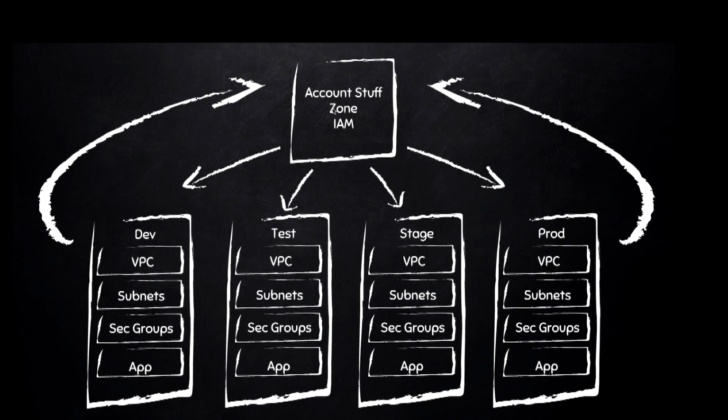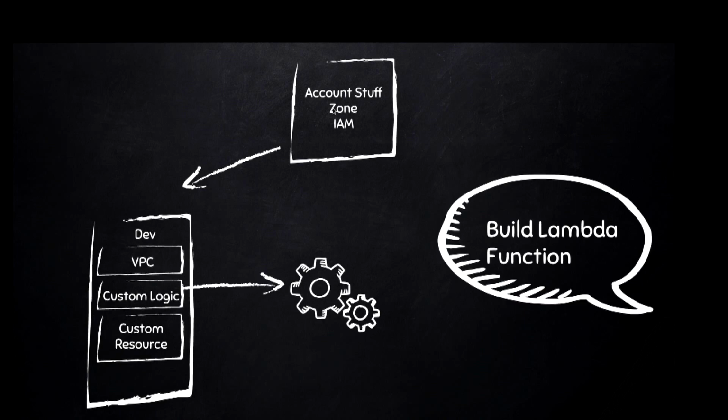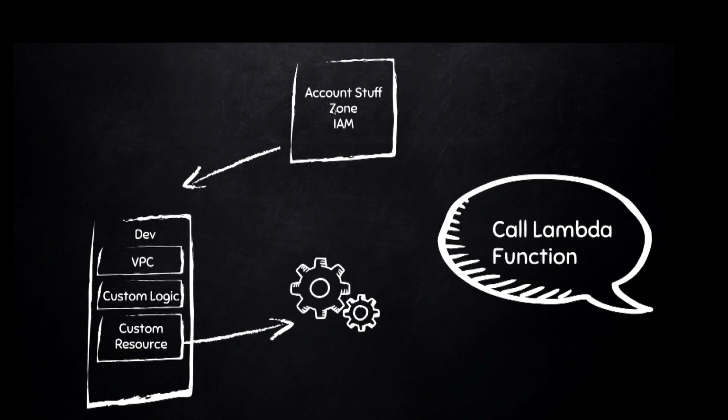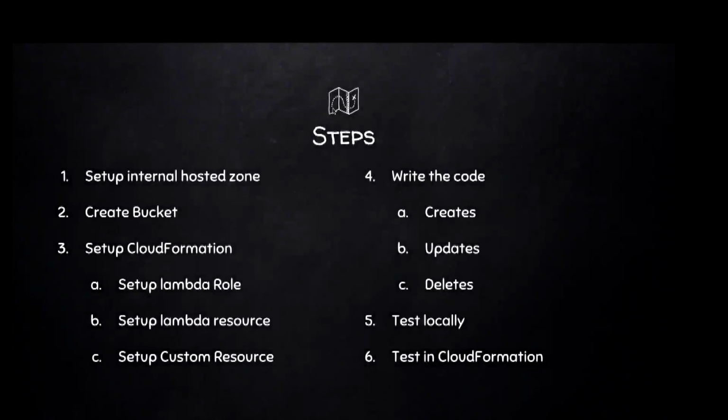So this is what we're going to do. We're going to send the zone information to the stack. We're going to build our custom logic, build the Lambda resource through CloudFormation. From there, we'll call the Lambda function through CloudFormation. We'll make the association, and then return back to CloudFormation.